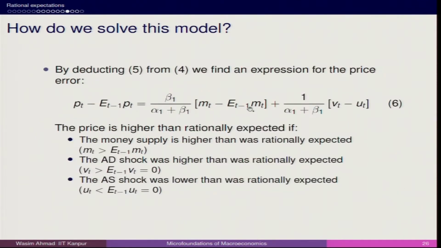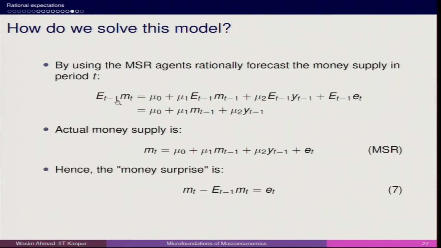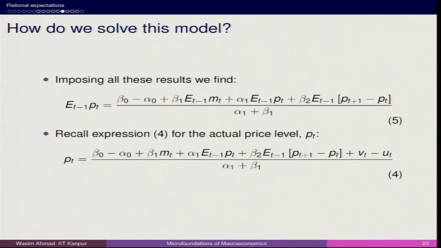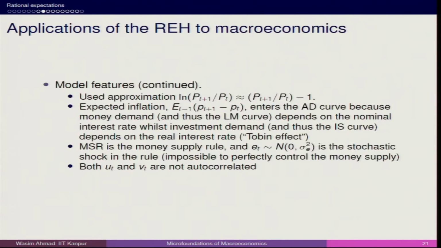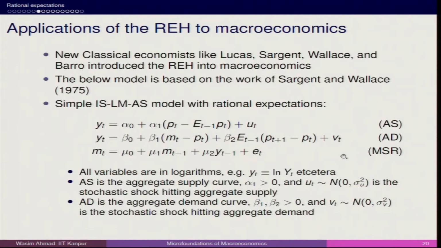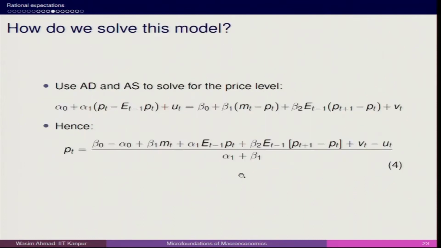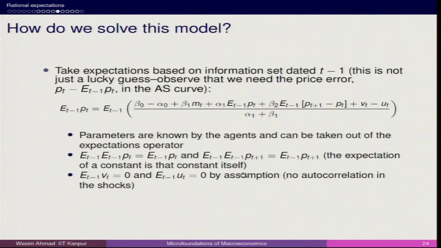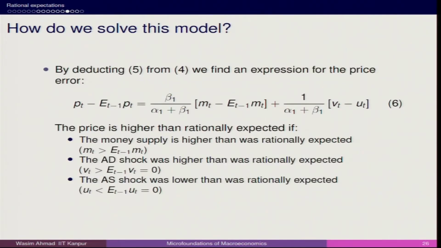Since I have the expectation of t minus 1 Mt, I can bring this expectation to equation 3, the money supply rule, MSR. MSR is here that we have. So I am introducing the expectation of t minus 1 Mt here. If I am introducing it here, then you have the values introduced.